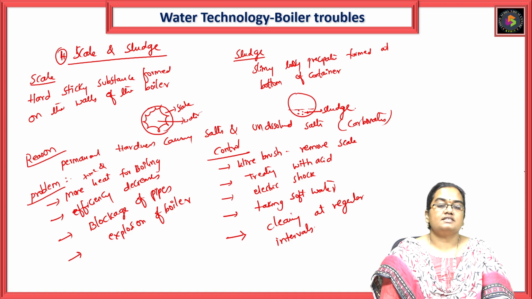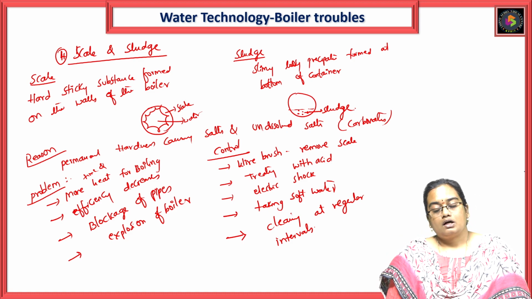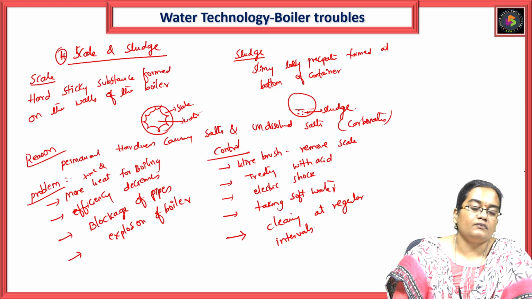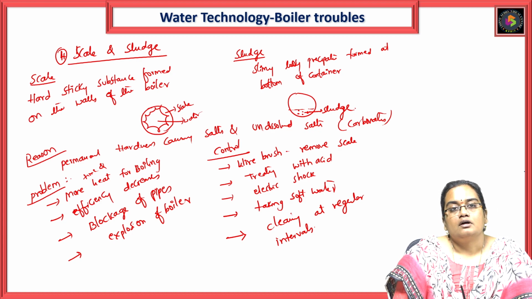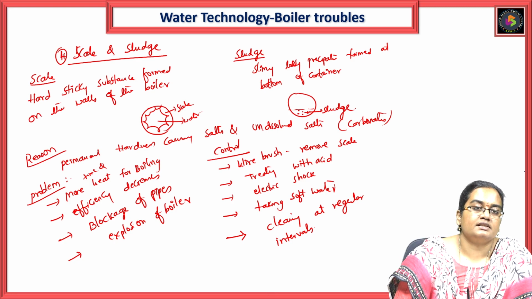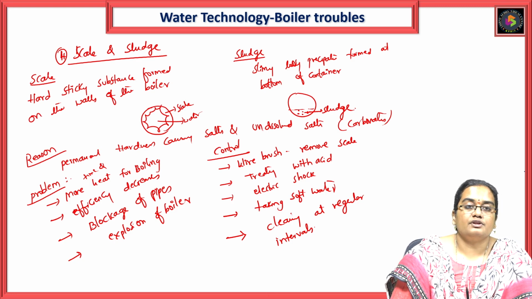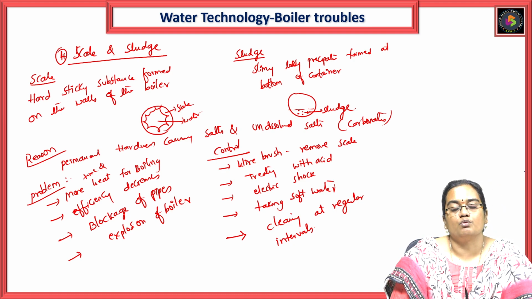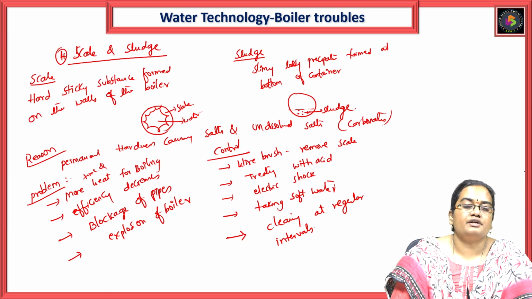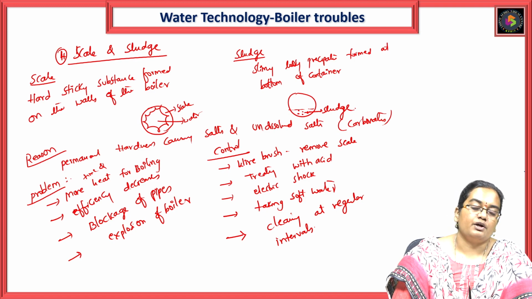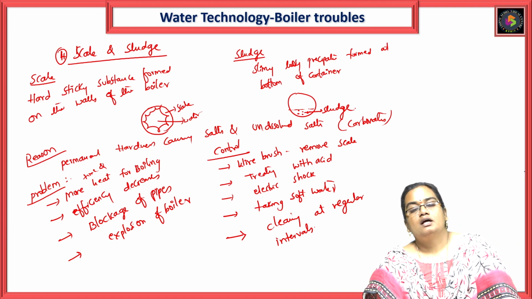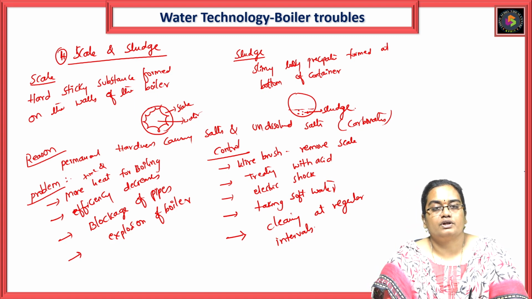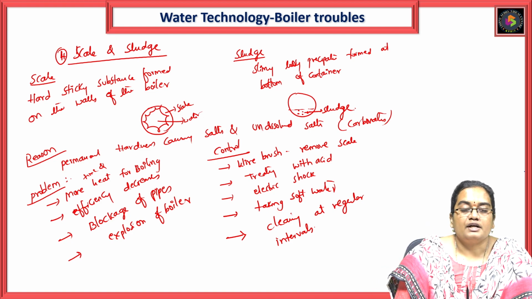In the next class, we will discuss how to overcome these boiler troubles. Is there any treatment to prevent boiler troubles? We are going to discuss that in the next class: internal treatments and external treatments of boiler feed water. In those treatments, we will discuss the ion exchange method, zeolite method, Calgon method, and phosphate method in detail. Okay, this is your boiler trouble class.